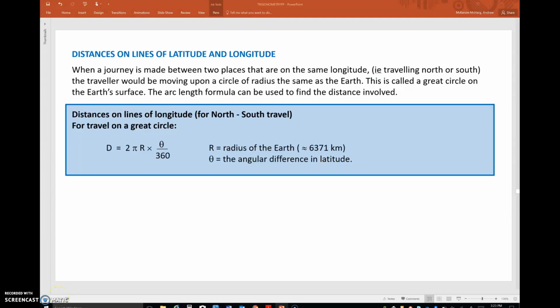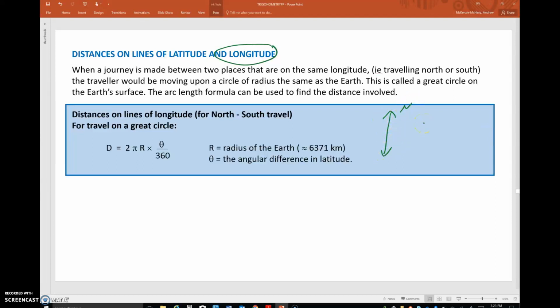Hi General Math students, in this video we're going to do some calculations for distances on the Earth's surface. In this one we're going to be calculating distances on lines of longitude. Alright, so that is north to south travel.